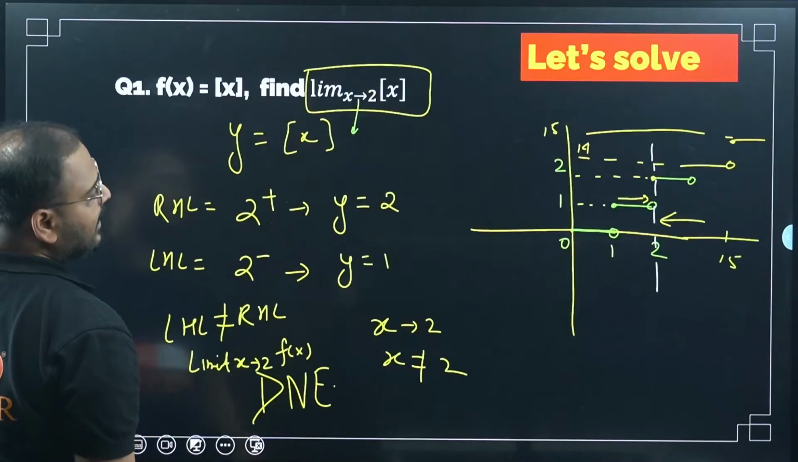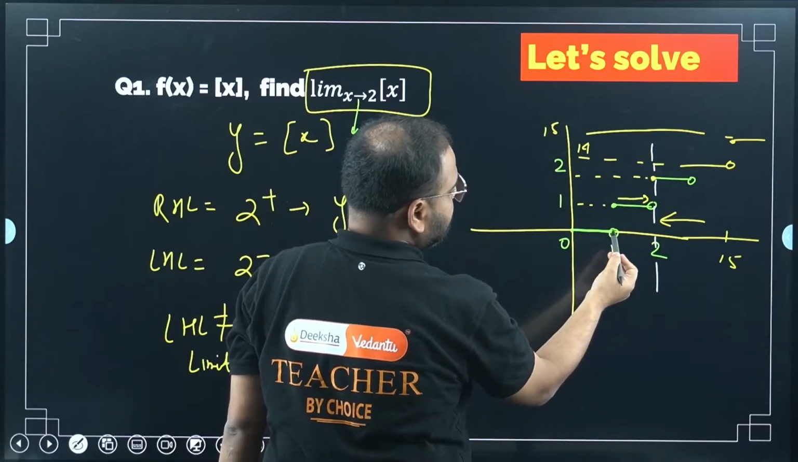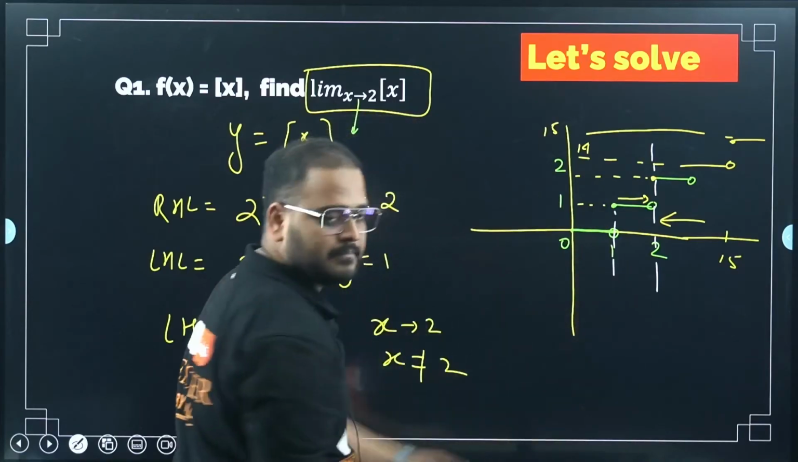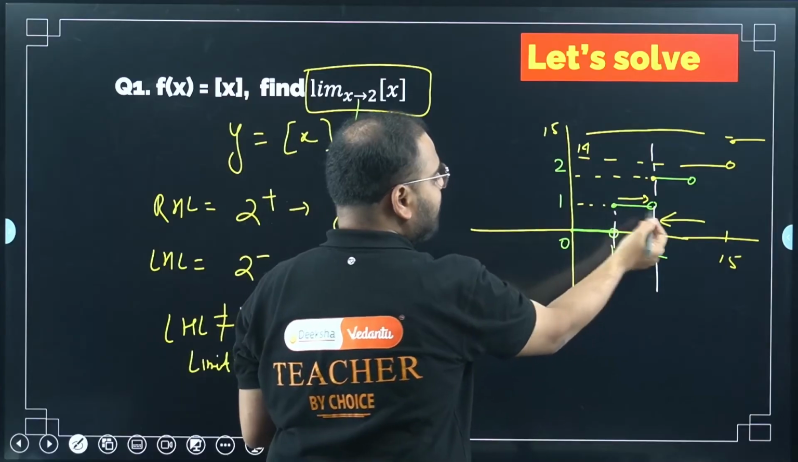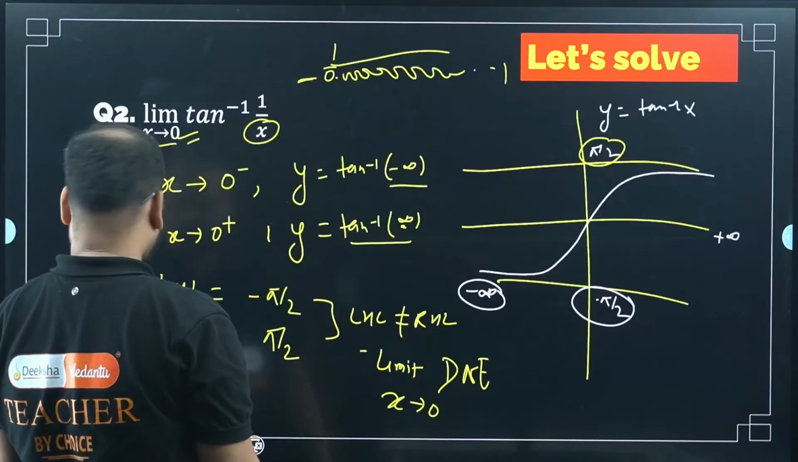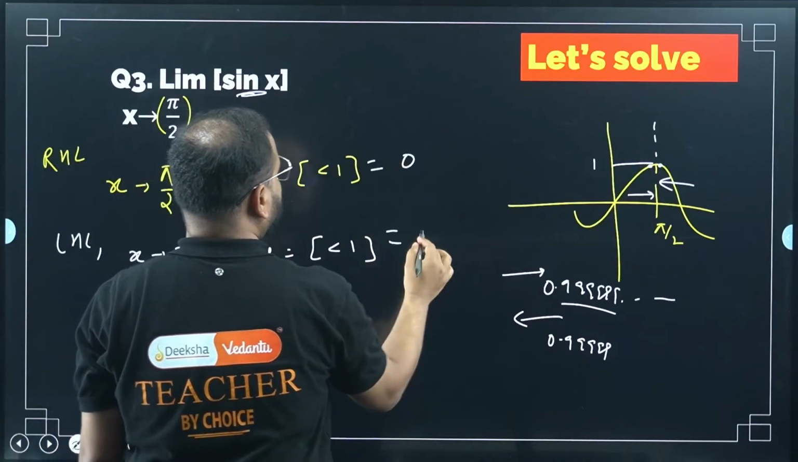Please check here. I drew the graph, right? If I take x less than 1, for any value less than 1 what will happen? It will be 0, right? At 1 it is 1. After 1 it is 2. Before 1 it is 0. So I will reach here as this will be 0. This will also be 0.